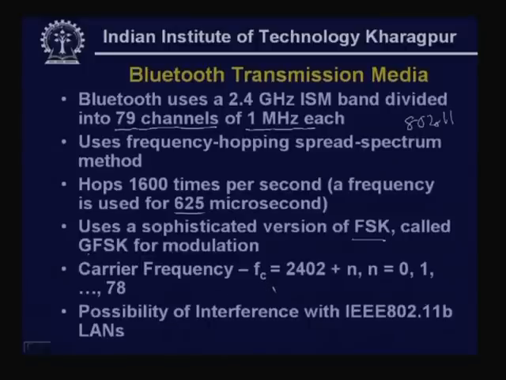So, the carrier frequencies can start with 2400 megahertz, or 2.402 gigahertz, then you add 1, add 2 and so on. So, 2.402 plus 78, that means it can go up to 2480 megahertz. As I mentioned, there is a possibility of interference with the IEEE 802.11b because they use the same transmission media.